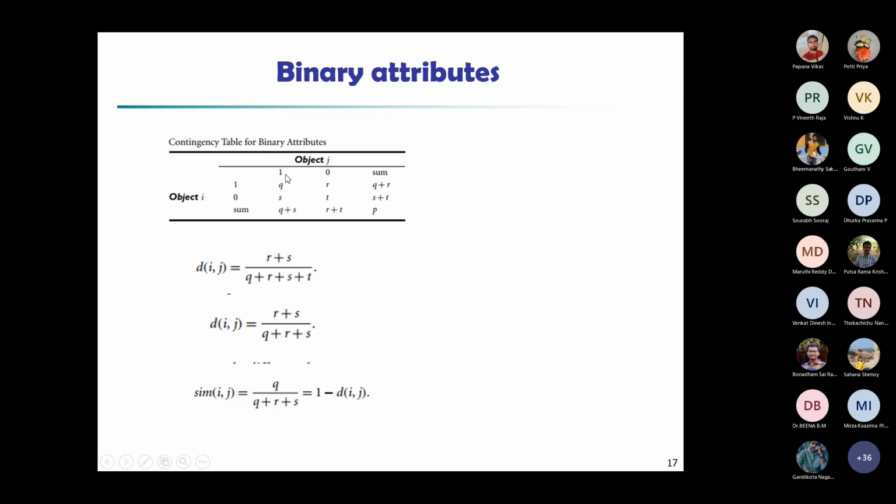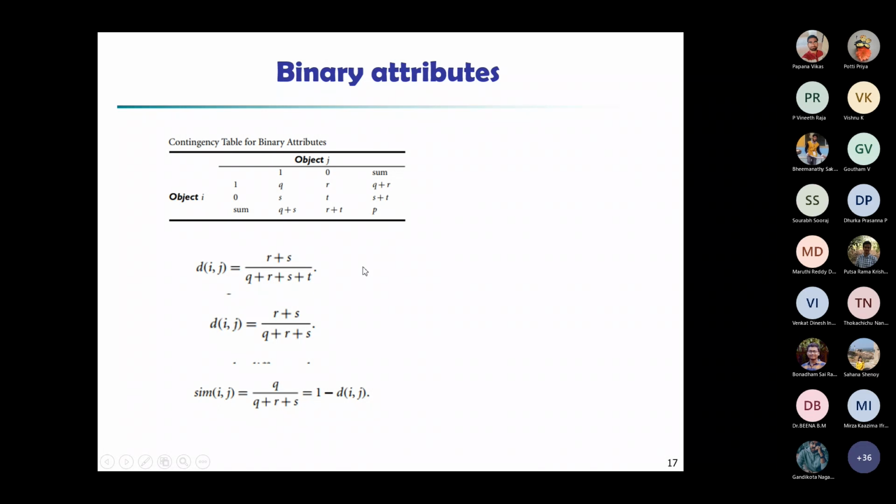Similarly, how many attributes are like this, where object I has 0 and object J has 1? That becomes S. Similarly, T is where both objects have the attribute value 0. How many attributes like that are there? That becomes T. So that is your Q, R, S, T.